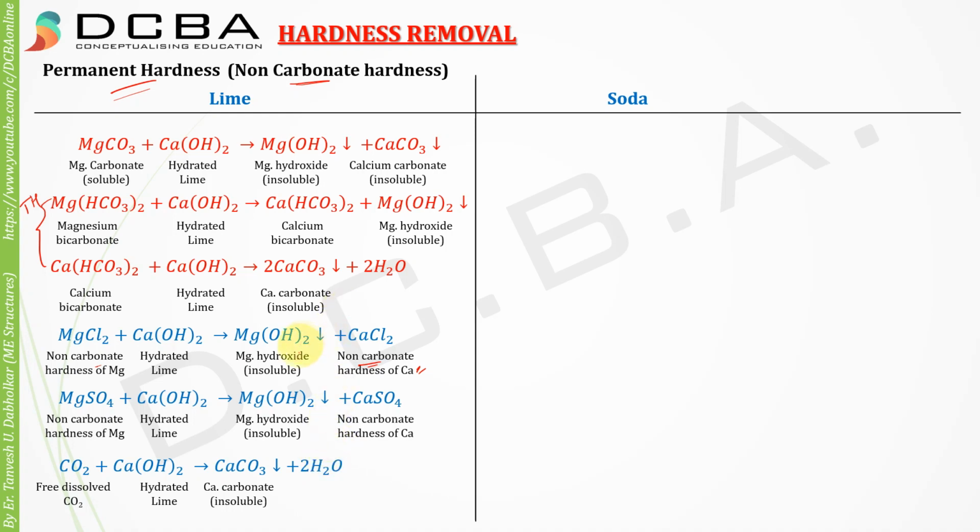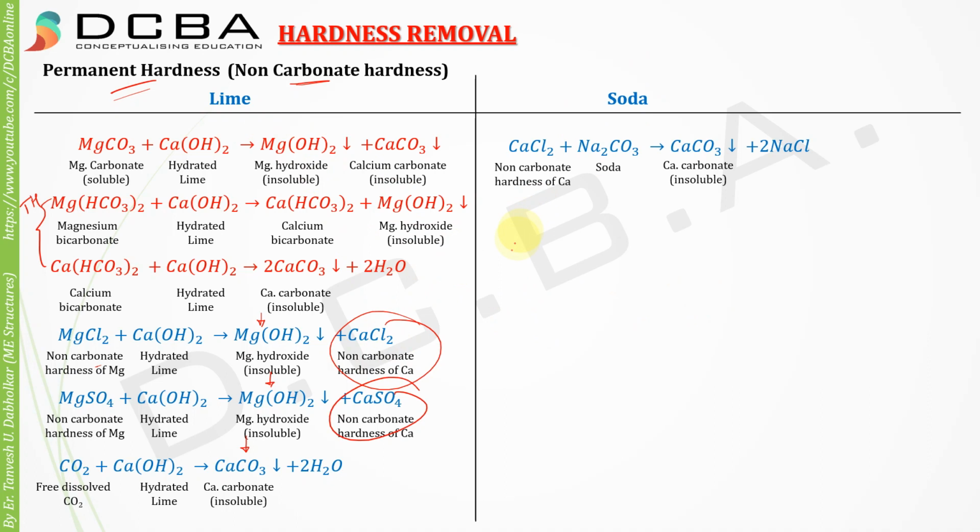So what precipitates are getting formed here, and what all things can the lime not react with? This is the precipitate which is forming. This is also precipitate. This is also precipitate. This is what the lime cannot react with, and this is also what the lime cannot react with. So the things that lime cannot react with, soda is going to take care of.